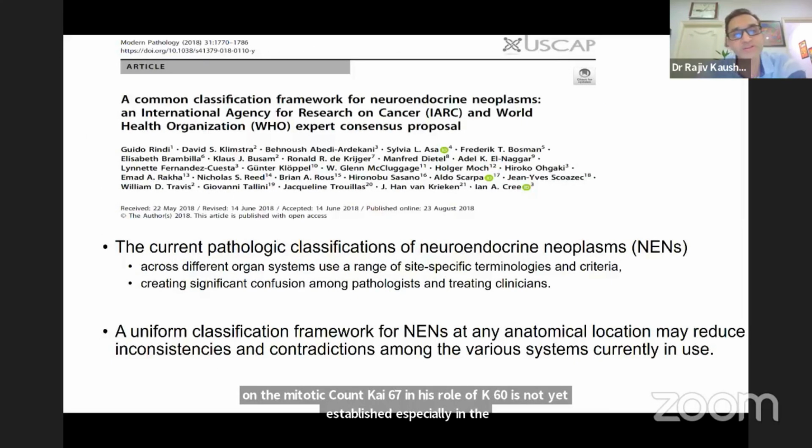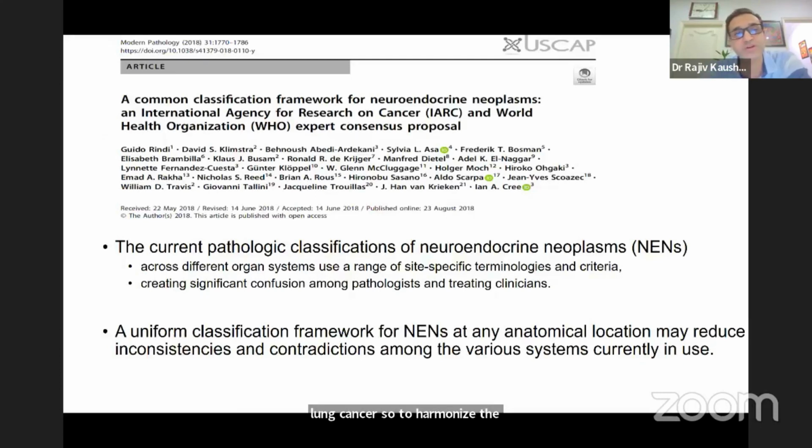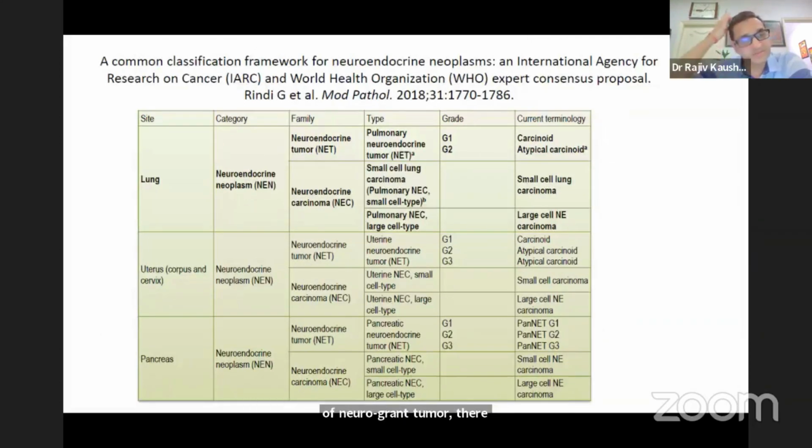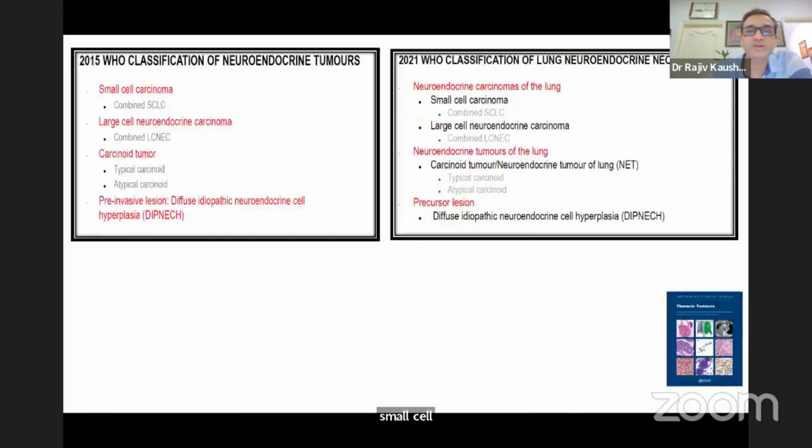To harmonize the various classifications of neuroendocrine tumors, an attempt was made. In this, except for the lung, at most of the other sites now the 3-tier system of NET grade 1, grade 2, and grade 3 is followed. And neuroendocrine carcinomas are the poorly differentiated neuroendocrine tumors, which are small cell and large cell. But still in lung cancer, we follow the categories of typical and atypical carcinoid.